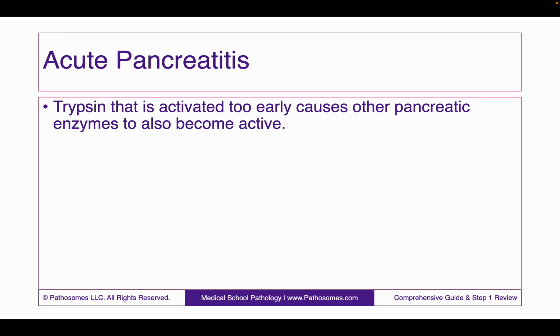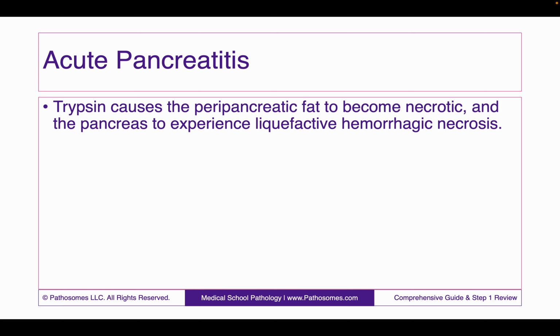And you're going to need to know the enzymes too. That's important, especially trypsin. Trypsin that is activated too early causes the other pancreatic enzymes to also become active. Trypsin actually causes the peripancreatic fat to become necrotic and the pancreas to experience liquefactive hemorrhagic necrosis.